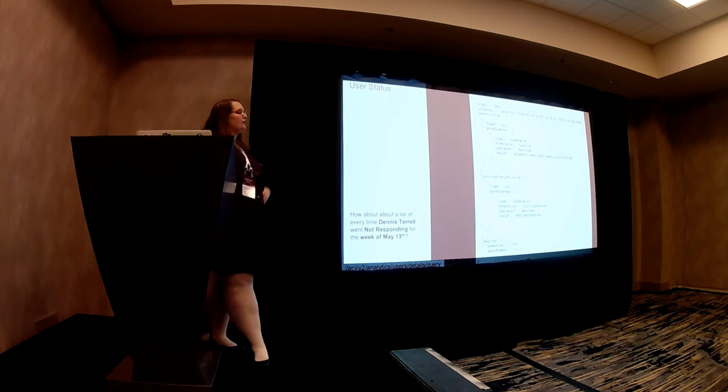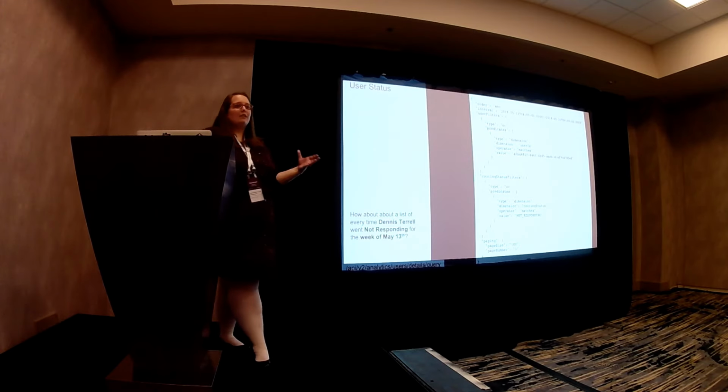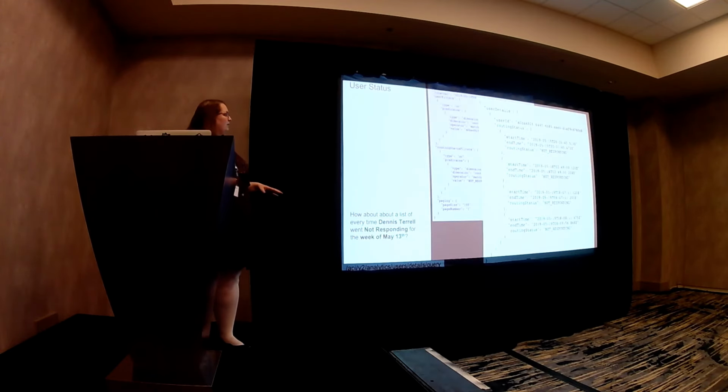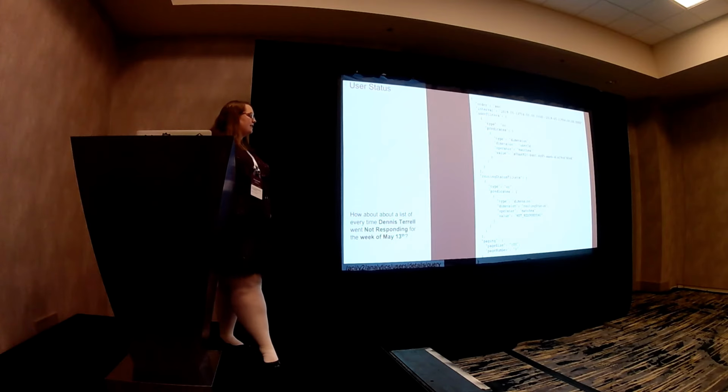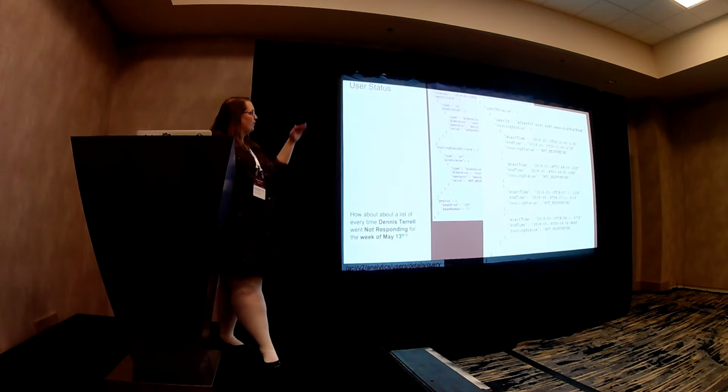But what if I only want to know when he went not responding because I really want to track that for my agents? Well, then I'm going to supply a routing status filter, and I'm going to do it on the routing status dimension, and I'm going to send in the value of not responding. And that's going to give me only routing status data, and it's only going to give me the entries where the routing status is not responding. So in this case, for this week, Dennis went not responding 4 times.